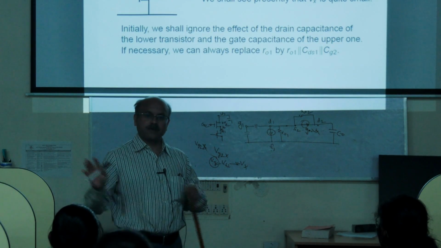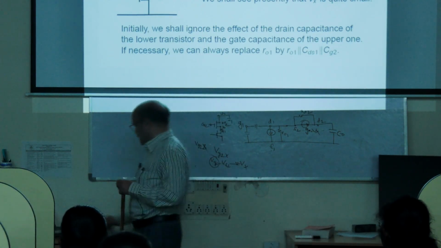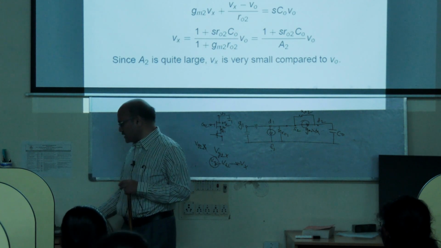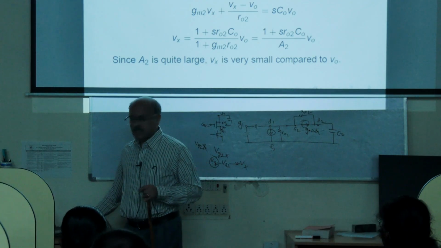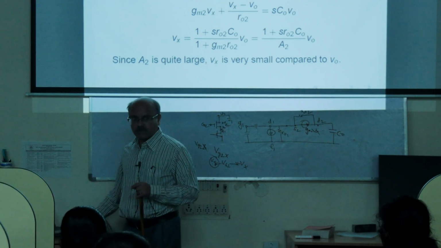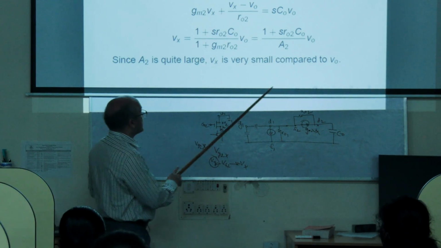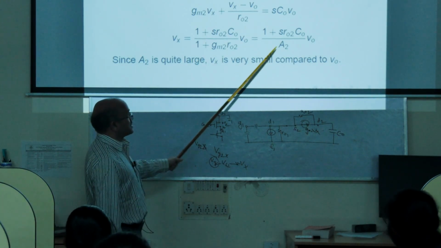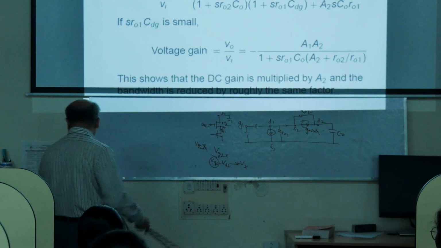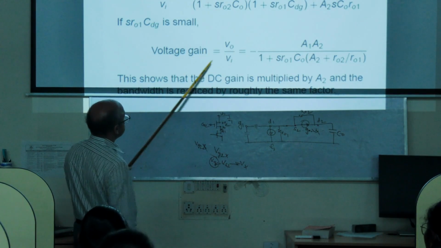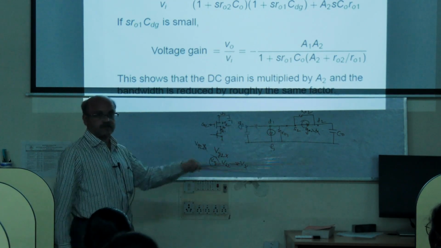What is the transfer function? V naught by Vi I have to calculate. So a little bit of math you have to do here. I am ignoring this math because it takes time, so we'll focus more on the concept. If you evaluate all that, you will get the Vx here, and then substitute that, and ultimately you will get V naught by Vi is A1 A2 by 1 plus and so on.